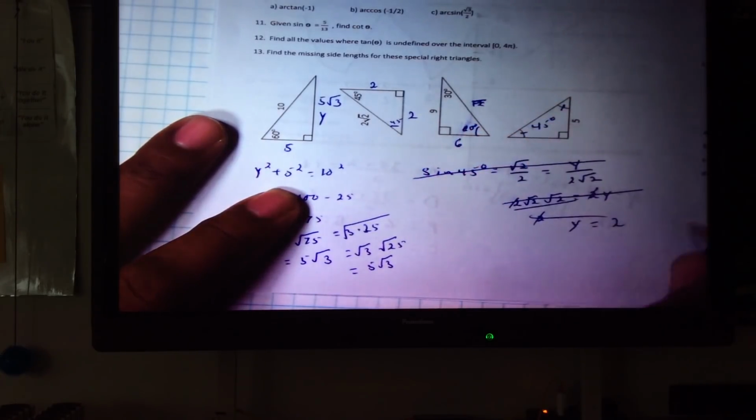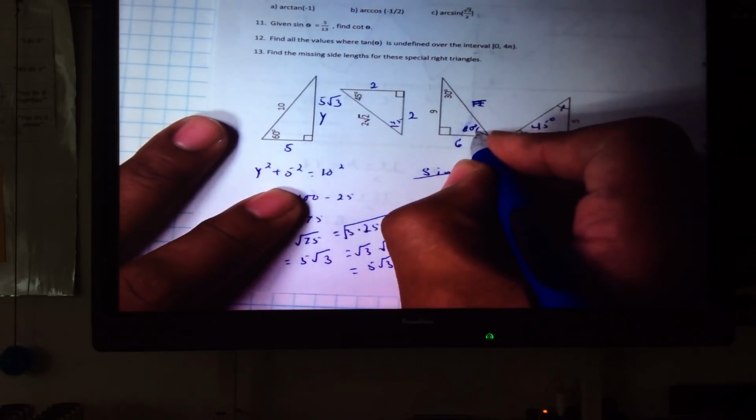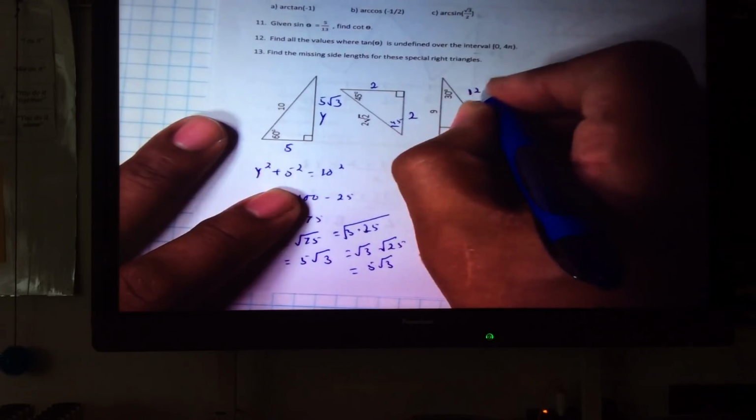The sine of 60 degrees, that's the sine of this angle here, is going to be the square root of 3 over 2. So that's going to be 6 over something, hypotenuse. So square root of 3 times h equals 12. So h is 12 divided by the square root of 3. So this is 12 over the square root of 3.